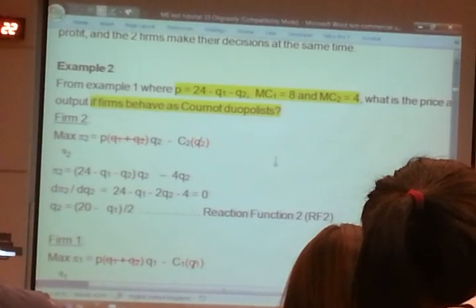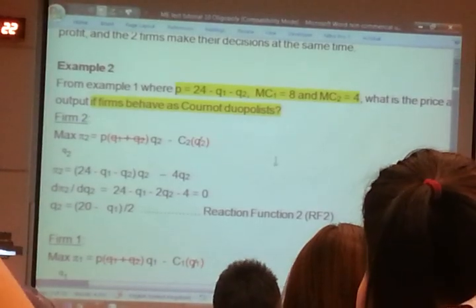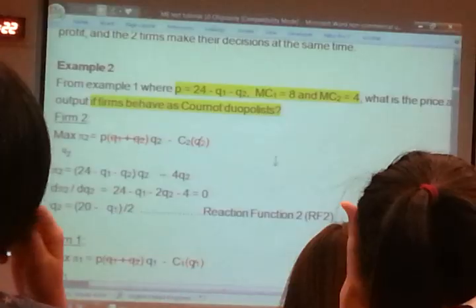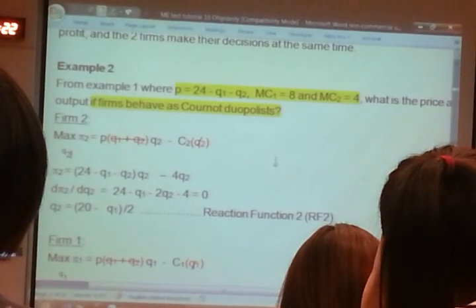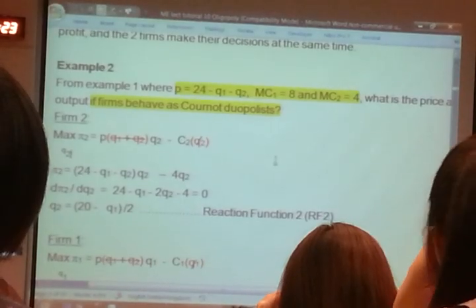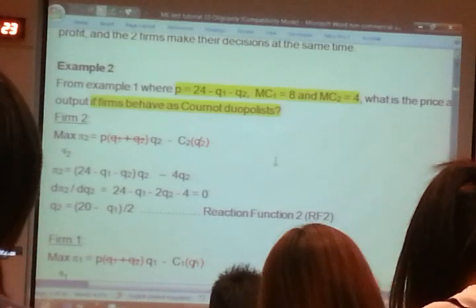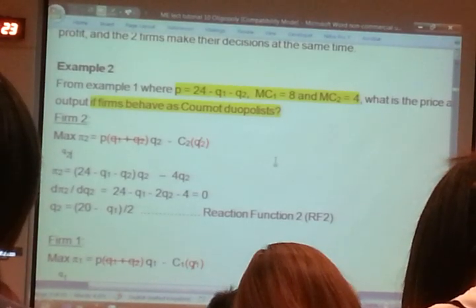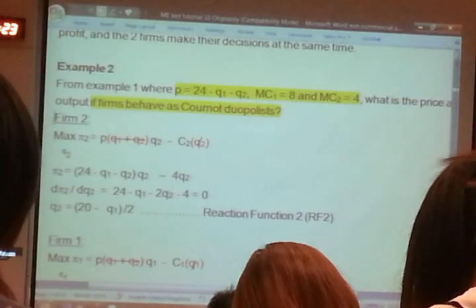Okay, so I will start with firm 1 or firm 2. Which one do you start? Firm 1 or firm 2? It doesn't matter. Is there a leader? No. So anyone, after all, they are all independent. So it's up to you to pick anyone. So I start with firm 2.